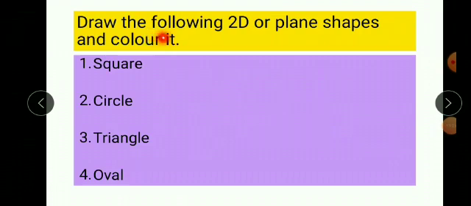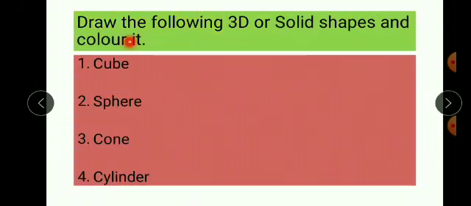Okay children, first exercise is draw the following 2D or plane shapes and color them. First is square. Draw a square and fill the color. Second one is circle. Third one is triangle. And fourth one is oval. Next exercise is draw the following 3D or solid shapes and color them. First is cube. Draw a cube here and fill the color. And then sphere. Draw a sphere and color it. And next cone and then cylinder.